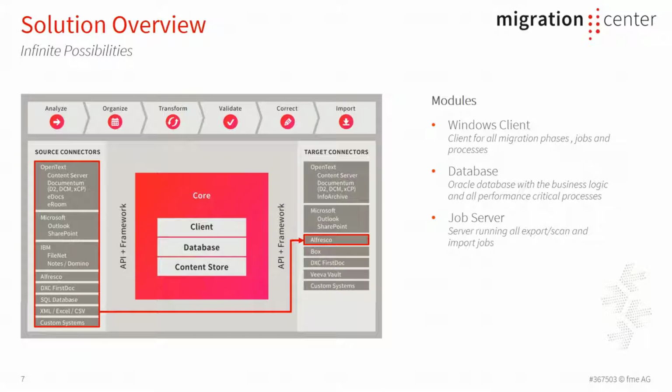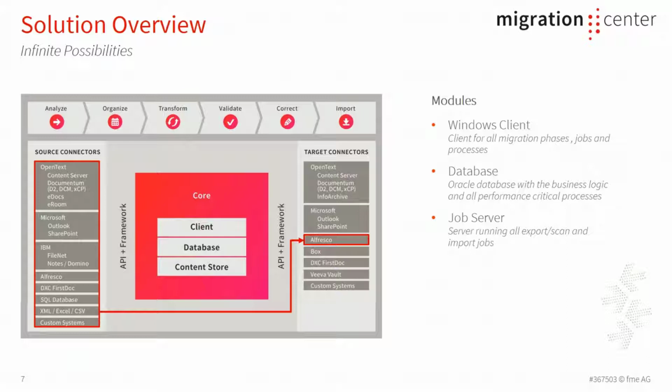Then we have a database, which is a core component. So this is really like you have one core database for the whole structure. The Windows client and also the job server can be installed as many times, but usually you have one instance of the database. You can have several instances, but this one instance is really like the brain, the control part of the Migration Center. And then you have the job server, and the job server is really the processing unit.